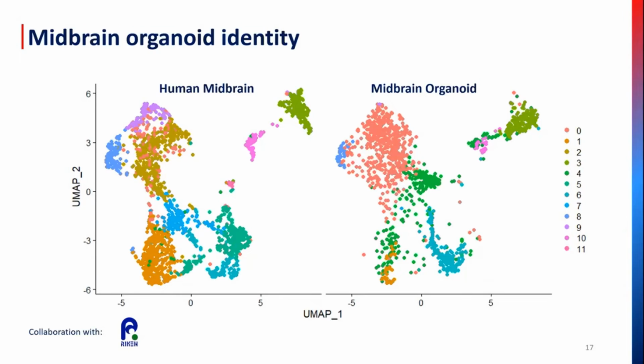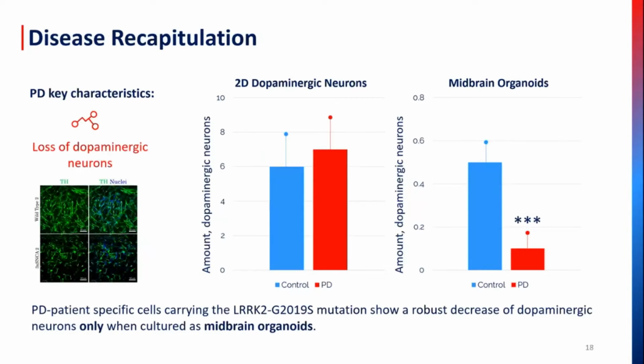And what's more, these organoids resemble the developing brain, correlating closely with developmental weeks 9 or 10 in the embryo. And therefore, they are a great tool to study early events related to Parkinson's disease. And in the following slides, I will show you this.